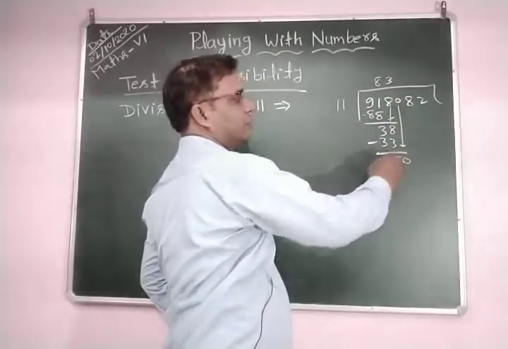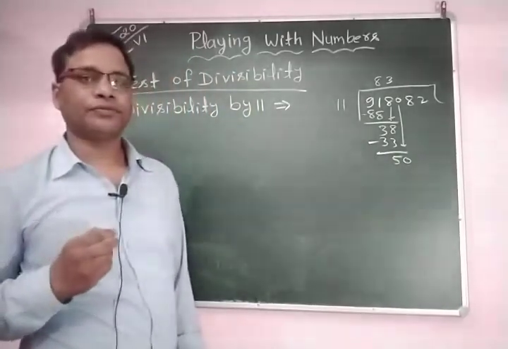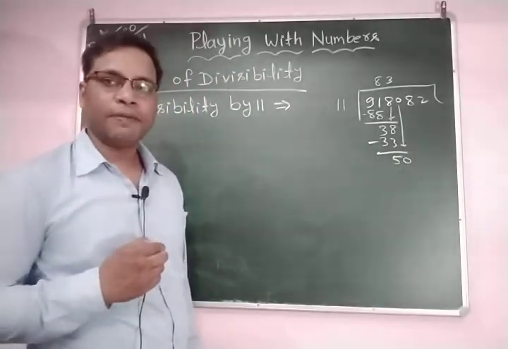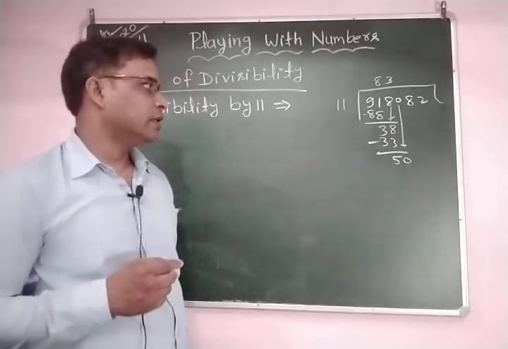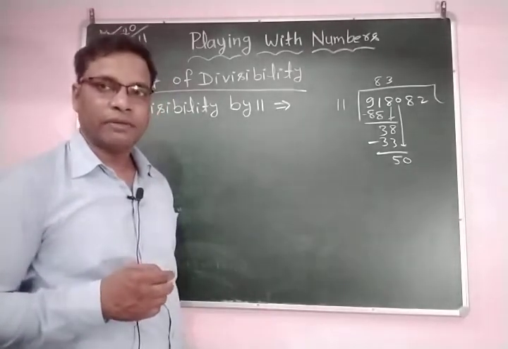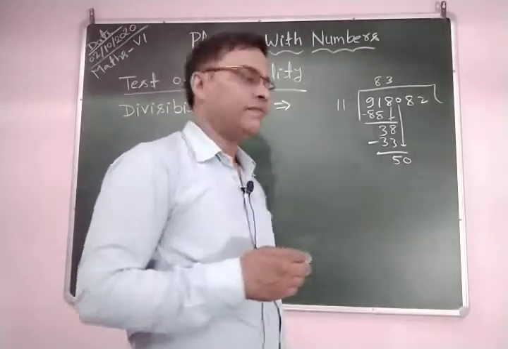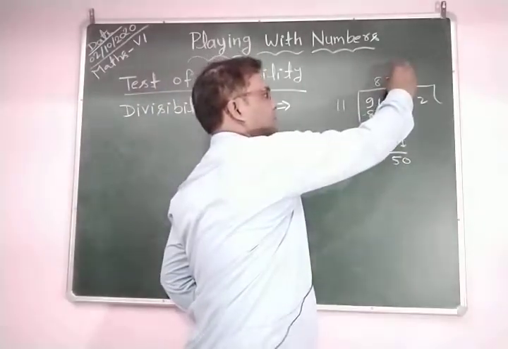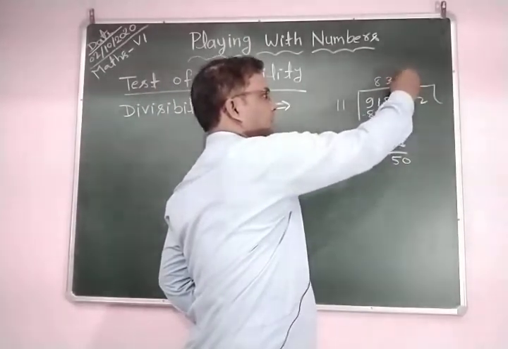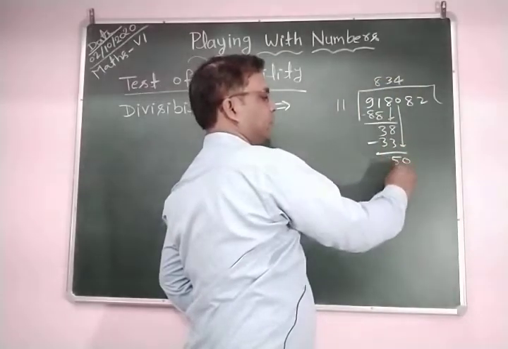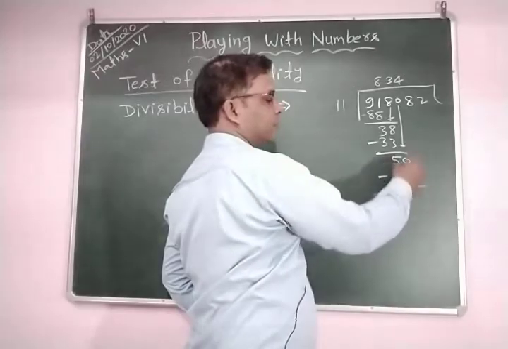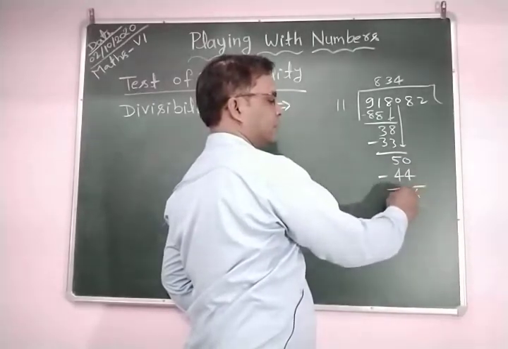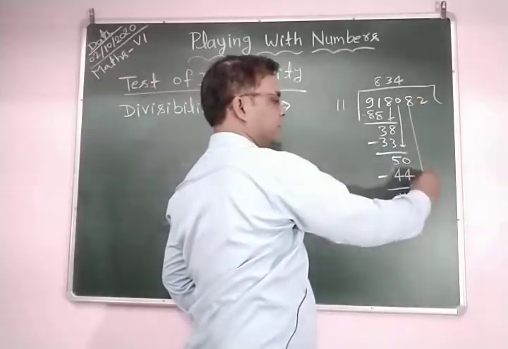Again we bring down this 0, and this becomes 50. 50 is our new dividend. When we divide by 11, the quotient is 4. So we write 4, 11 times 4 is 44, and when we subtract this we get 6, and now we bring down the next digit.